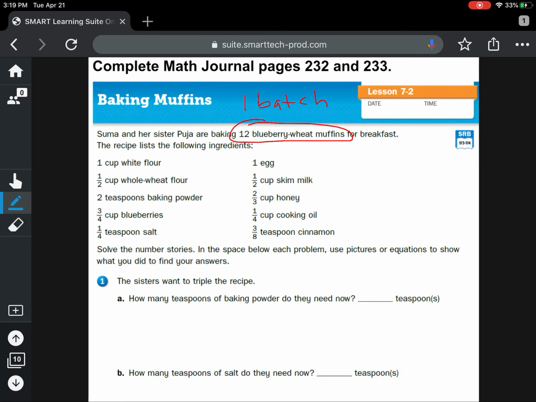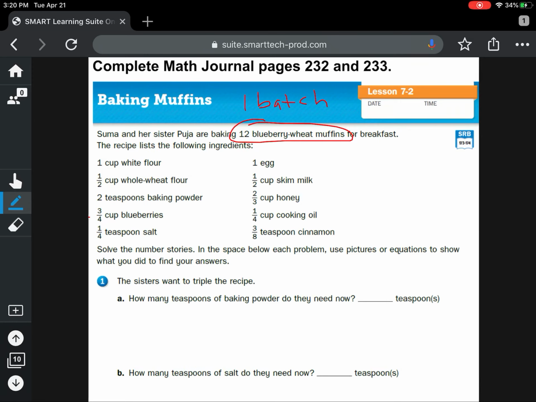All of the ingredients are listed below. They need 1 cup white flour, 1/2 cup whole wheat flour, 2 teaspoons baking powder, 3/4 cup blueberries, 1/4 teaspoon salt, 1 egg, 1/2 cup skim milk, 2/3 cup honey, 1/4 cup cooking oil, and 3/8 teaspoons cinnamon.